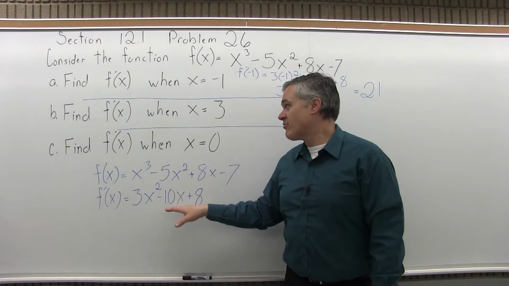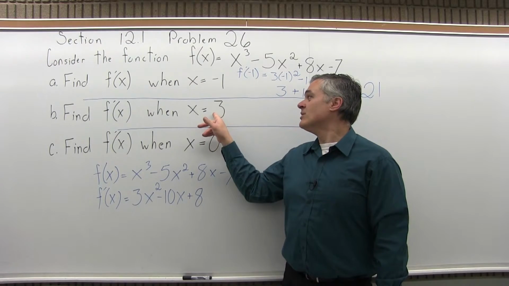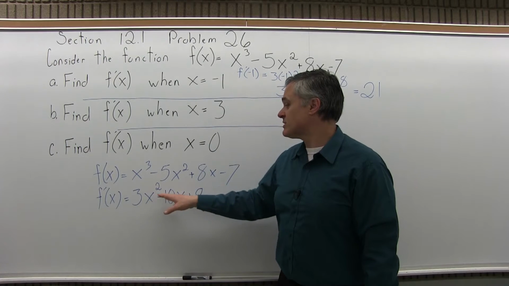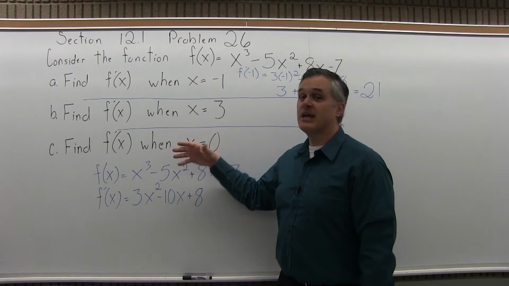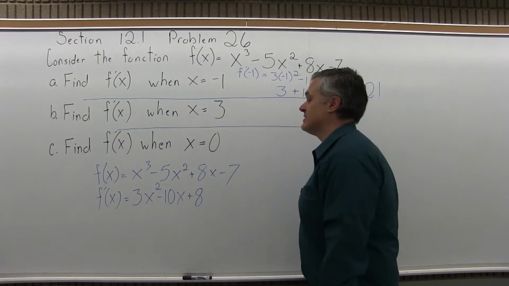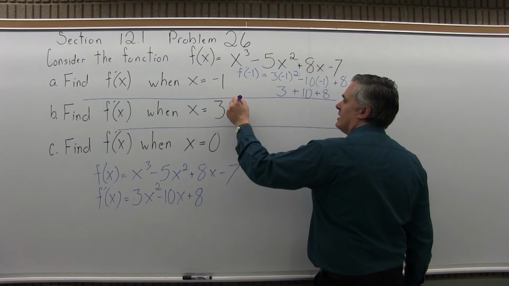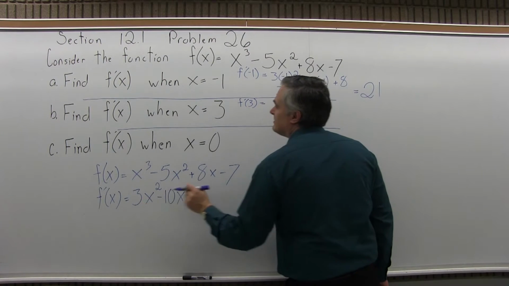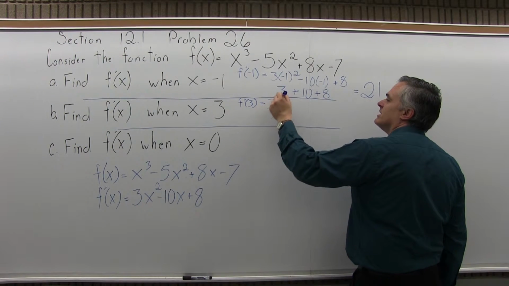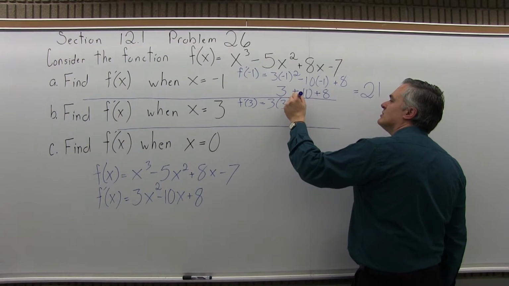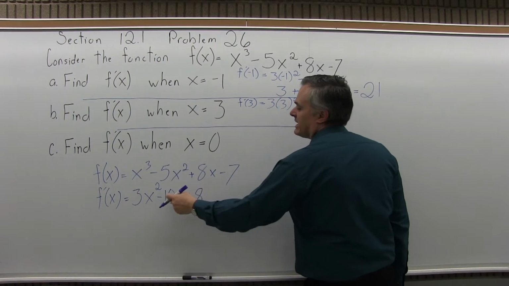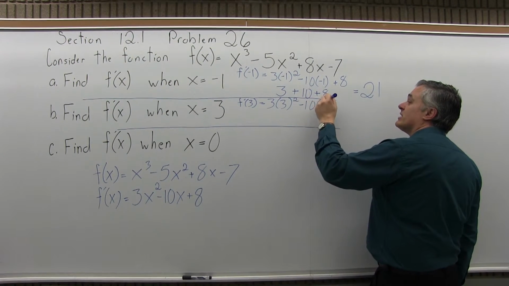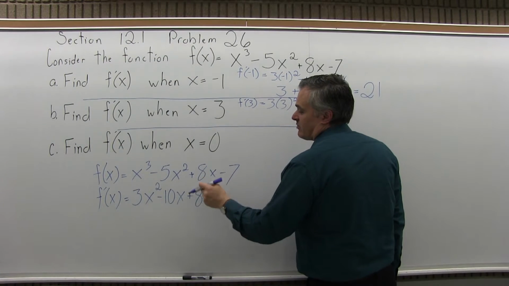Part B, use your f prime of x to find the value when x is positive 3. So same process. Take f prime of x equals 3x squared minus 10x plus 8. Put in a 3 everywhere that you have an x. Do the math and see what you get. So f prime of 3 equals 3 times x squared becomes 3 times 3 squared. Minus 10 times x will be minus 10 times 3. And then plus 8.